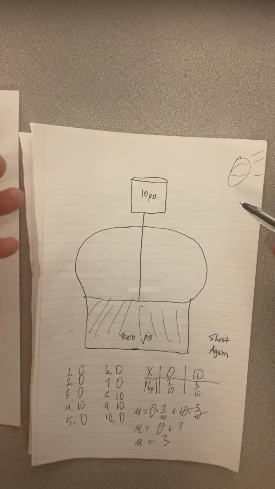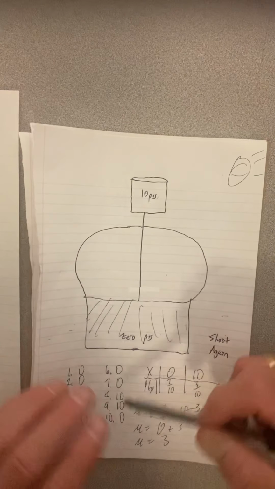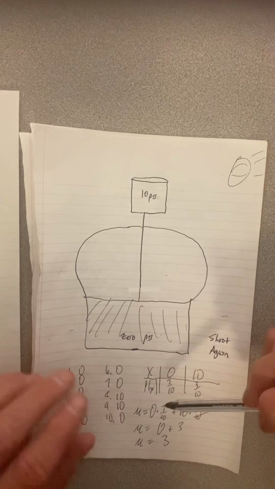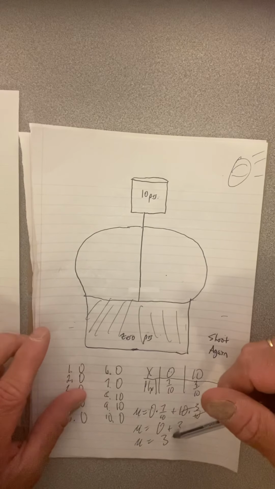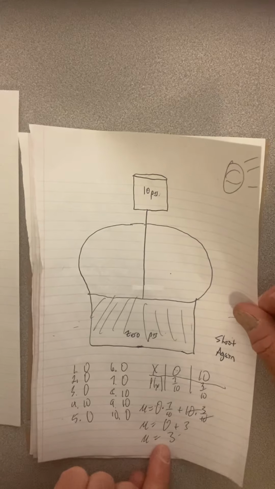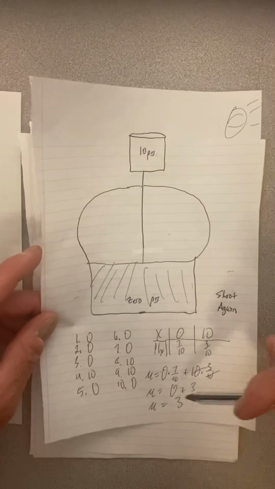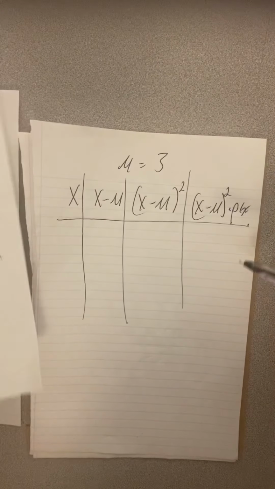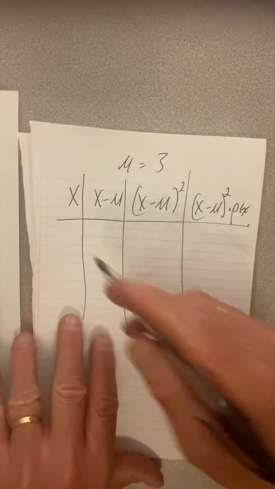Okay, so remember this game. We got a bunch of players to play it and we figured out that the expected value was 3. Now that we know the expected value is 3, we want to find the variance and the standard deviation. So how do I get that? Well, list all the x values.